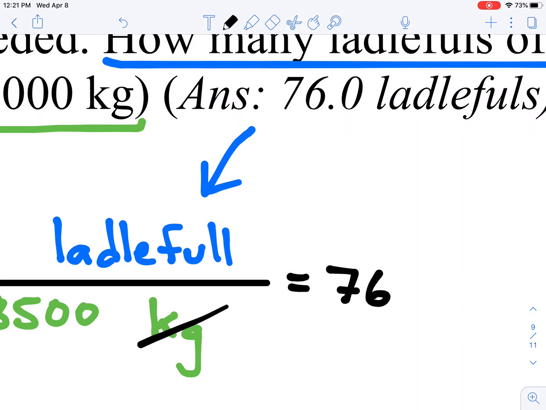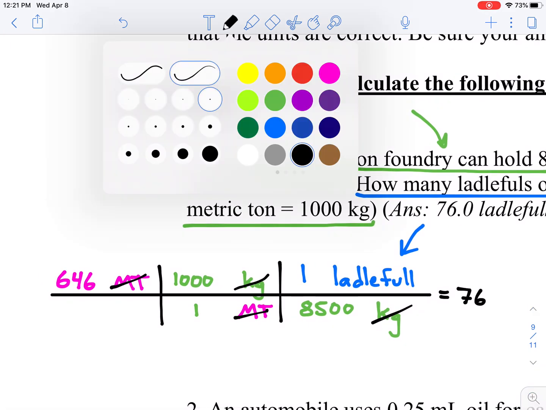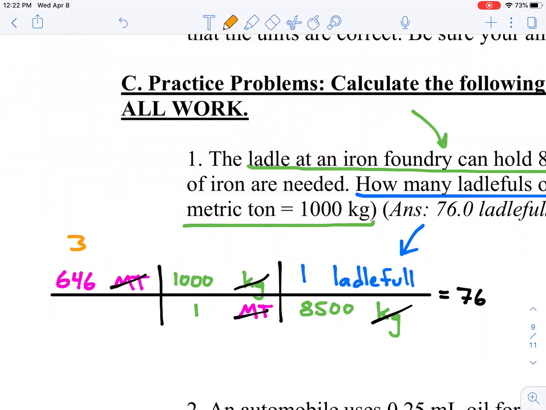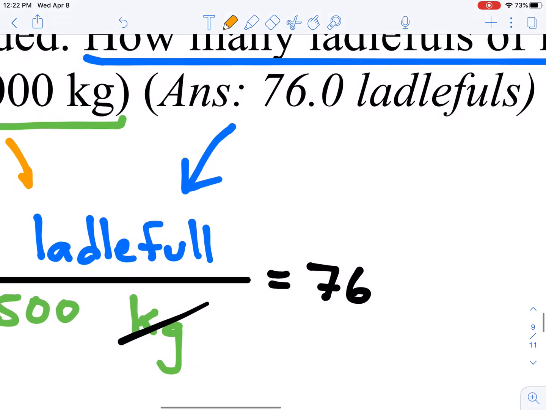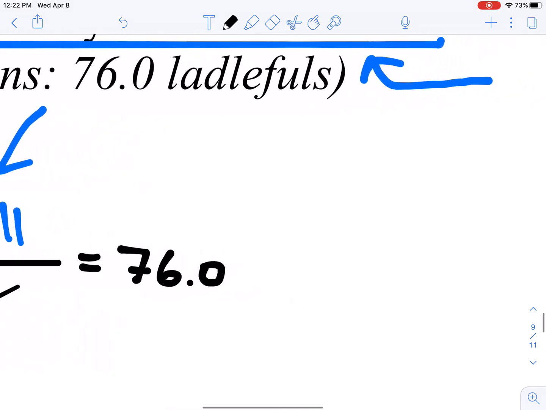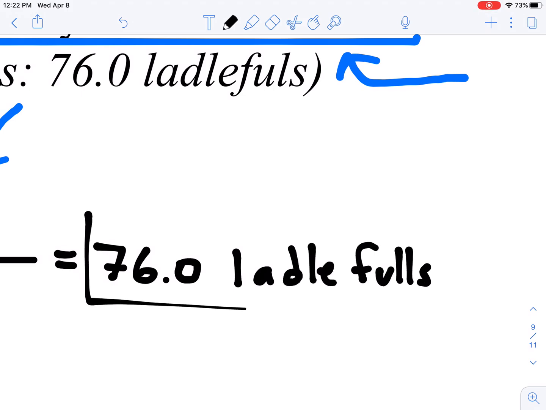But remember, we have to check our sig figs. We started with 3 sig figs. The sig figs that are part of definitions don't count. We said those are infinite. So really we only care about the starting number. If we want 3 sig figs out of 76, there are only 2 numbers. How can we give it a third? Well, we're going to put 76.0, because a decimal point and a trailing 0 makes that significant. So 76.0 ladlefuls is our final answer.